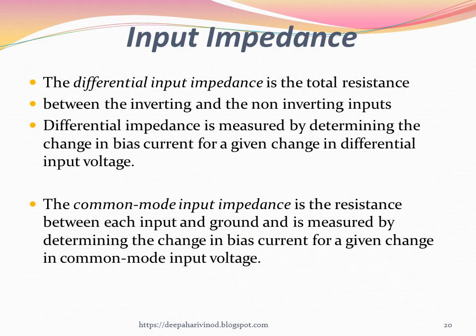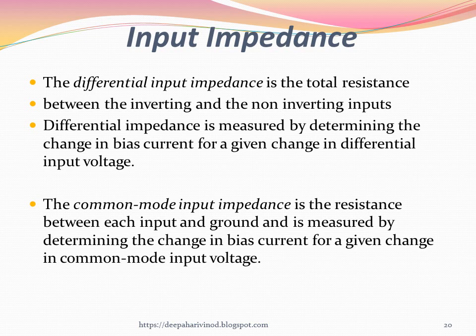Input impedance. Differential input impedance is the total resistance between the inverting and non-inverting inputs. That is, differential input resistance means it is the total resistance between inverting and non-inverting inputs. Differential impedance is the measure of determining the change in bias current for a given change in differential input voltage.